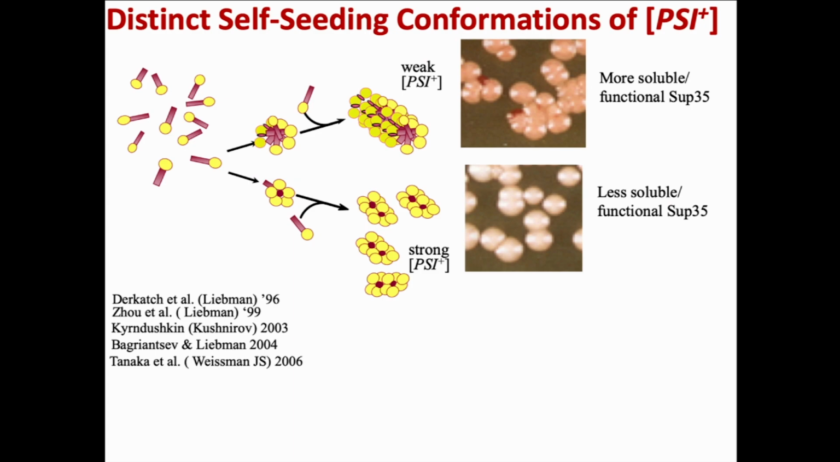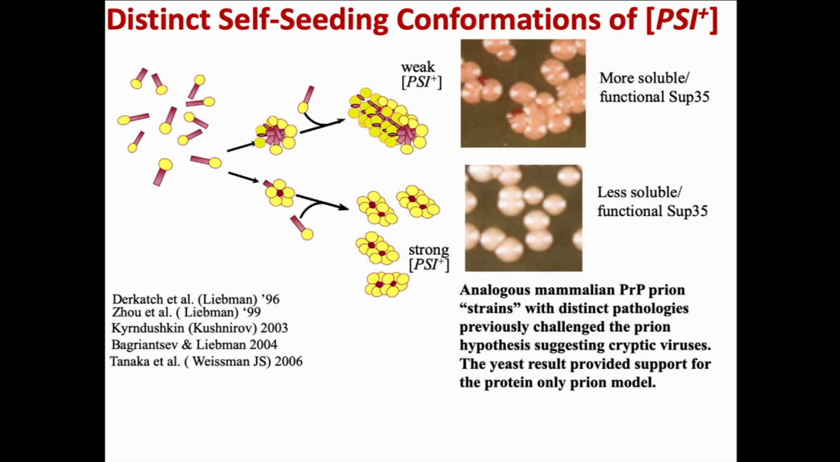Overexpression of SUP35, transient overexpression of SUP35, causes the permanent appearance of psi, and we found that we got different variants, we'll call them types now, types of psi. For example, the weak psi turned out to have larger aggregates, therefore it had fewer ends and more soluble functional SUP35, so the cells were less white than the strong psi.